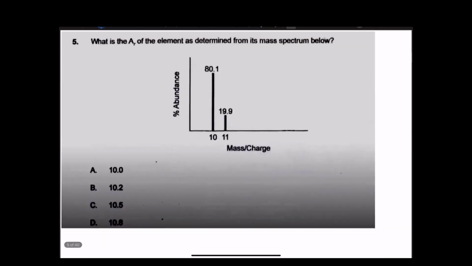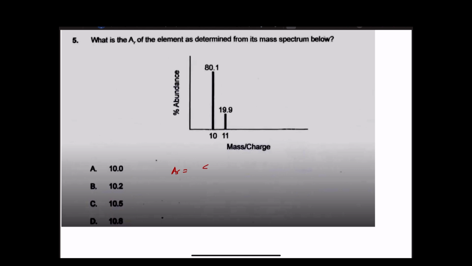Now moving to the next question. We have to find the average atomic mass from the mass spectrum. So Ar would be the summation of abundance times mass, divided by 100.